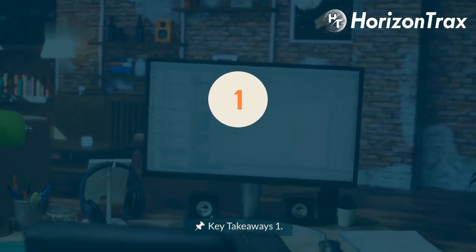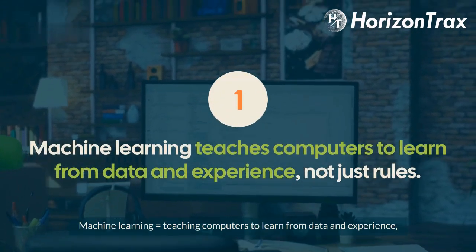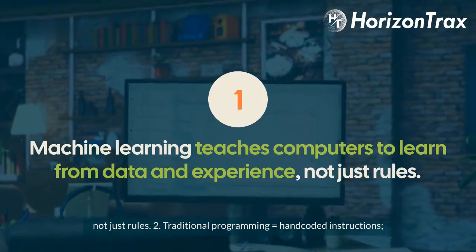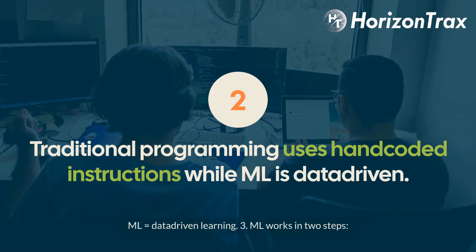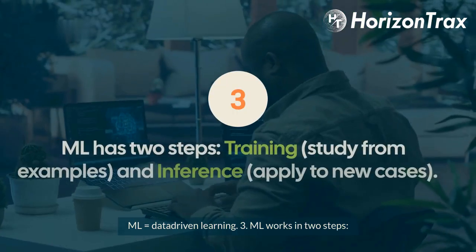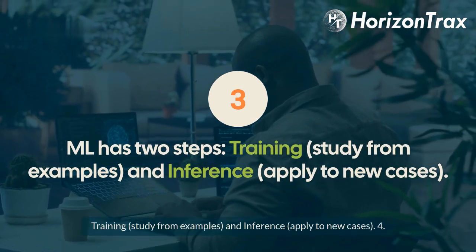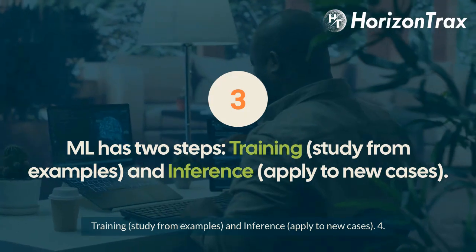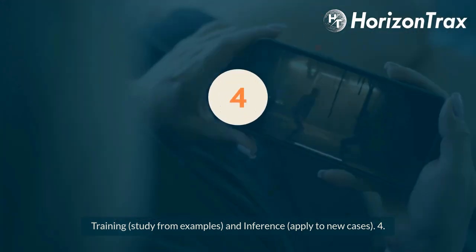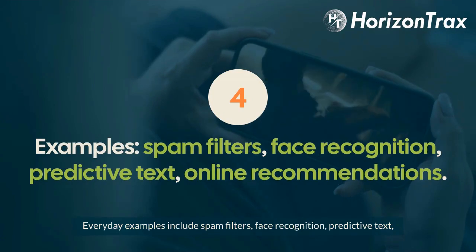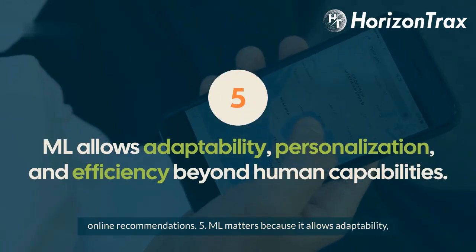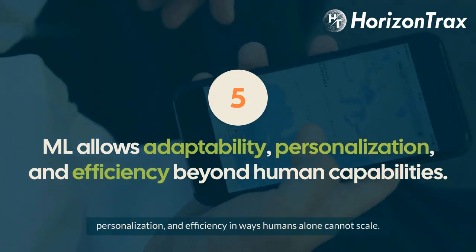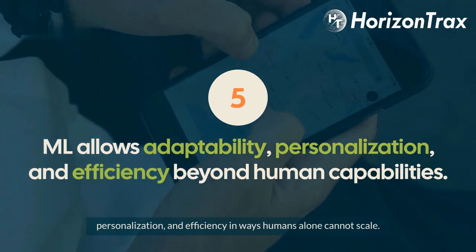Key takeaways. 1. Machine learning equals teaching computers to learn from data and experience, not just rules. 2. Traditional programming equals hand-coded instructions. ML equals data-driven learning. 3. ML works in two steps: training, studying from examples, and inference, applying to new cases. 4. Everyday examples include spam filters, face recognition, predictive text, and online recommendations. 5. ML matters because it allows adaptability, personalization, and efficiency in ways humans alone cannot scale.